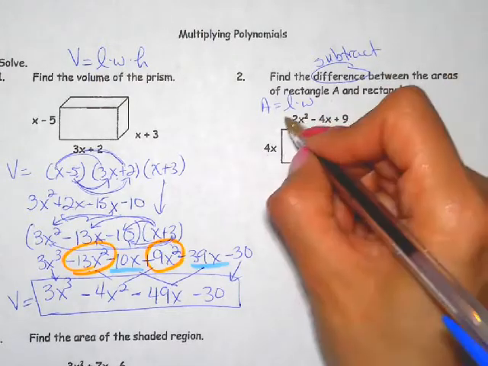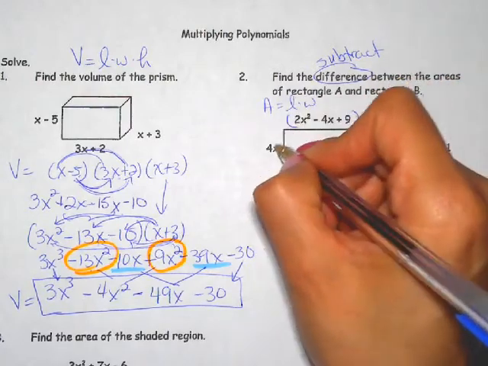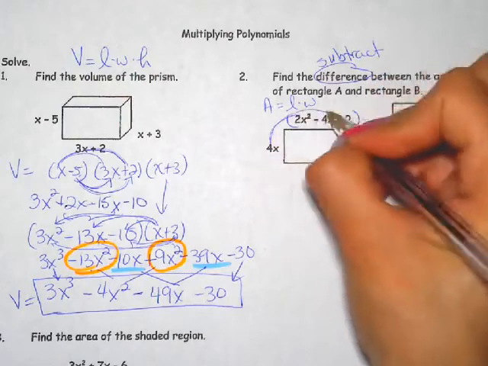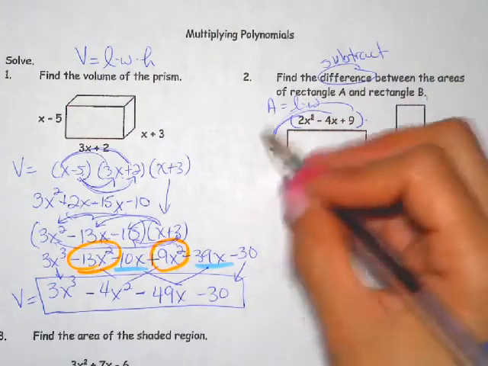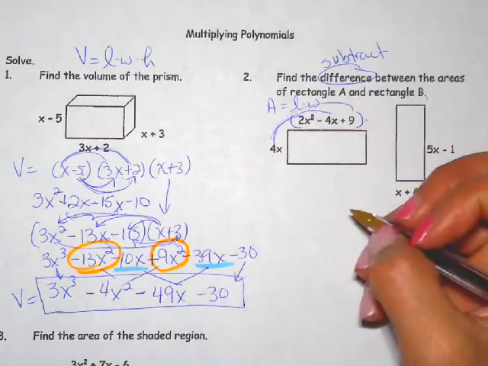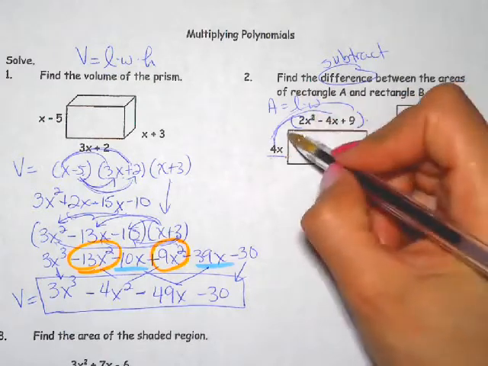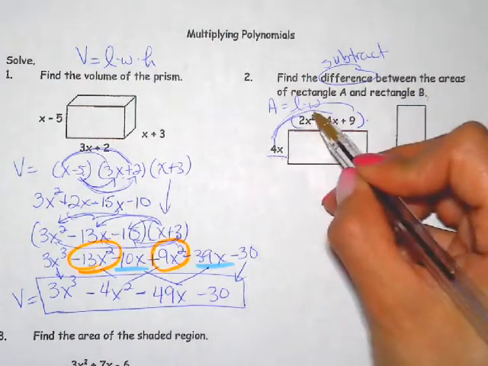Since this is a trinomial, for sure you want to put parentheses, and then we're going to multiply that 4x into all the terms inside there. So this is my length times my width, or my width times the length, doesn't matter. So let's start. 4x times 2x squared, Alex. 4x times 2x squared.